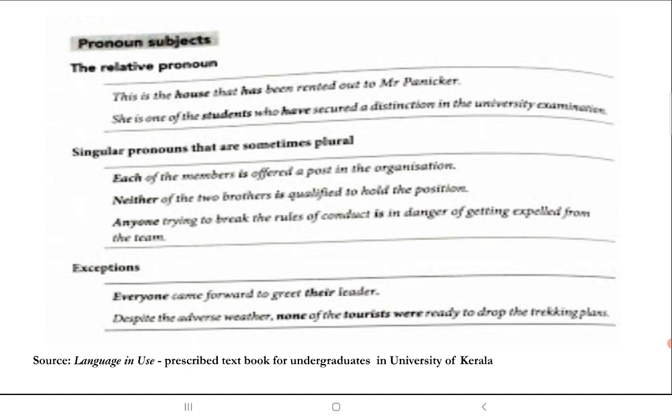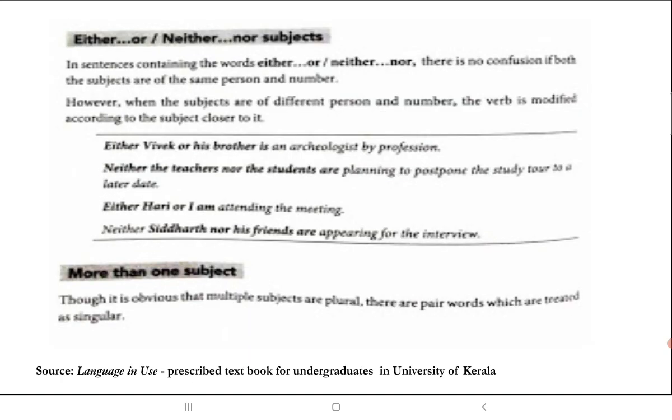Now let us look into the use of either-or, neither-nor subjects. In sentences containing the words either-or, neither-nor, there is no confusion if both the subjects are of the same person and number. However, when the subjects are of different person and number, the verb is modified according to the subject closer to it.